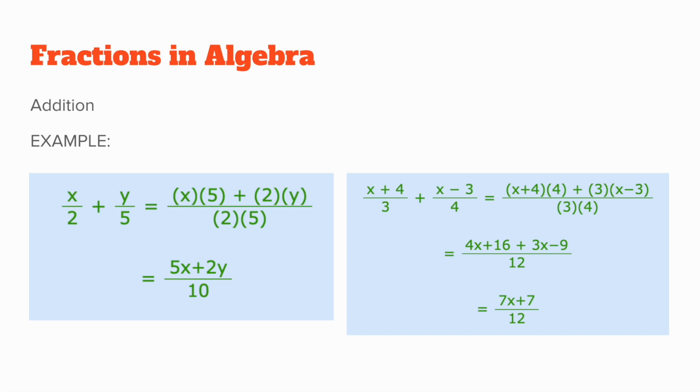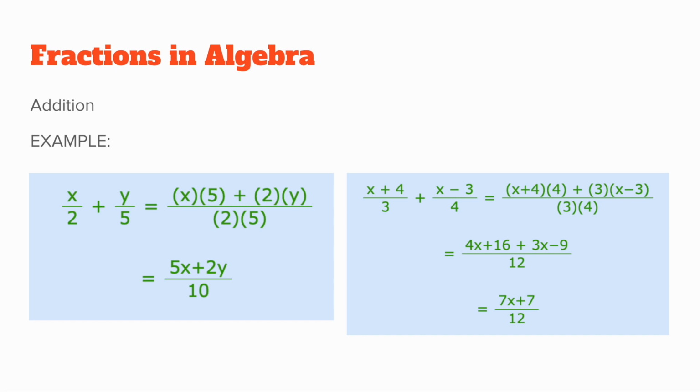Let's look through one more example. When we say the problem is x plus 4 over 3 plus x minus 3 over 4, in this case, we need to multiply x plus 4 by 4, and we need to multiply 3 and x minus 3, and we need to add it together. So the number in the denominator would be 3 times 4, which is 12. So the answer would be 4x plus 16 plus 3x minus 9 over 12. So it should be 7x plus 7 over 12.